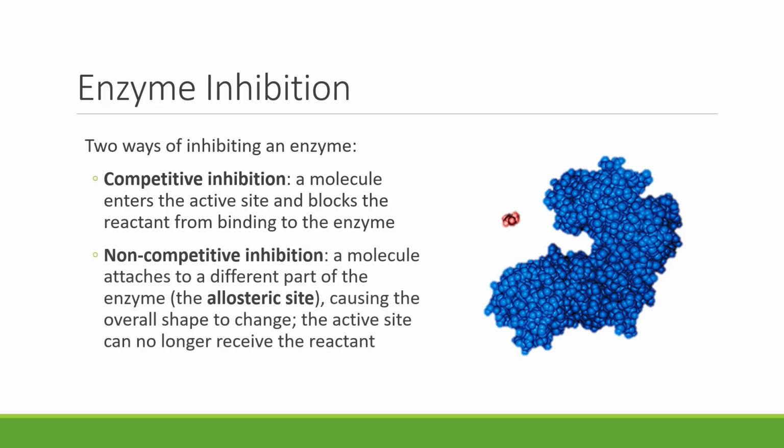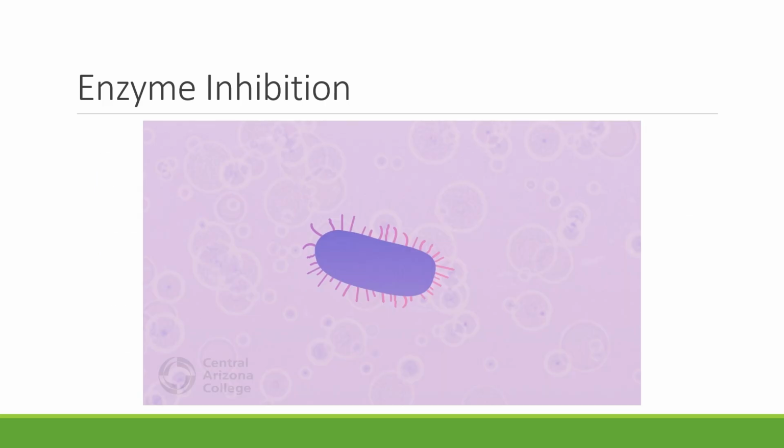And when this happens, it is called non-competitive inhibition. So in this process, the molecule attaches to a different part of the enzyme called the allosteric site, which then causes the overall shape of the enzyme to change so that the active site can no longer receive the reactant. And I actually have an animation of this process for you to watch so you can wrap your head around it more fully.